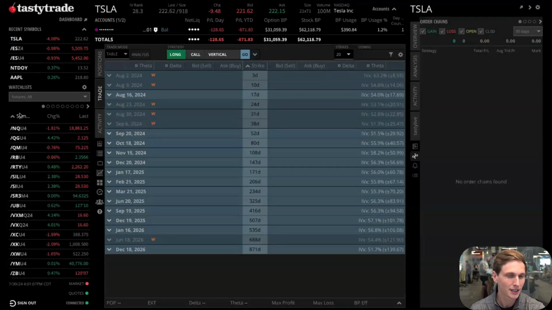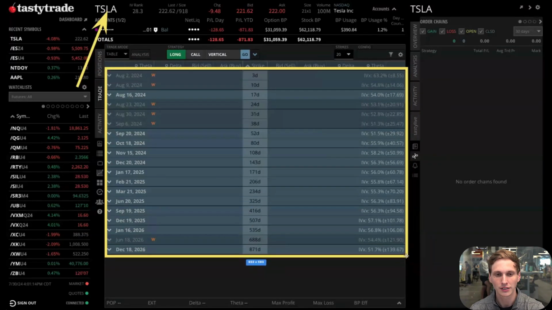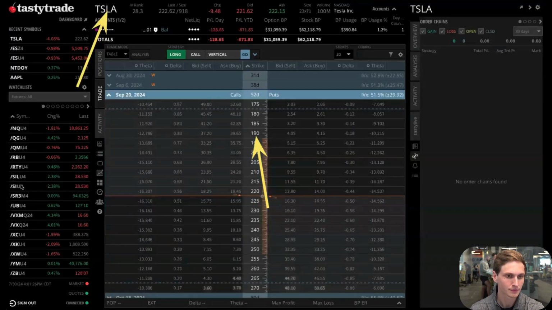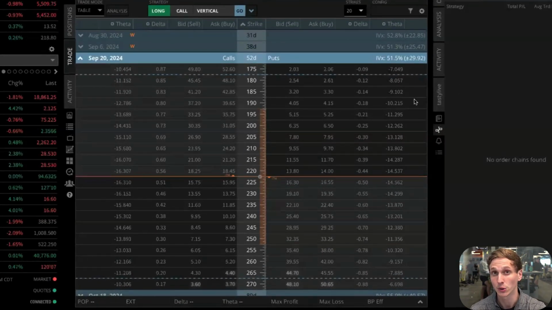We can type in Tesla here at the top of our platform. Now we're looking at the options chain on Tesla. And maybe we'll look to trade 52 days out. So 52 days, I can click on this expiration right there. And then let's talk about the expected move a little bit and how you can use this to help set up your trades.